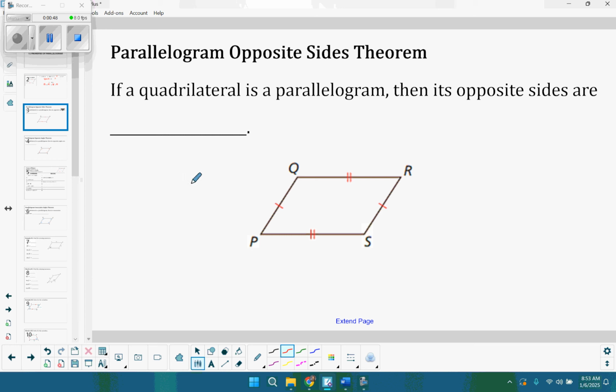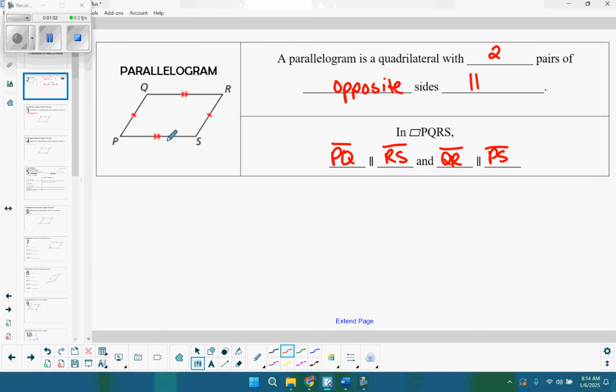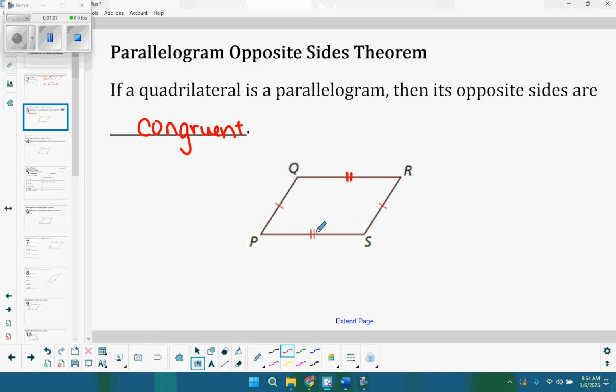The first one is that if a quadrilateral is a parallelogram, then its opposite sides are congruent. So congruent is different from parallel, right? The congruent symbols are dashes. The parallel symbols were triangles. So one does not automatically mean the other, but every parallelogram will also have opposite sides that are congruent.